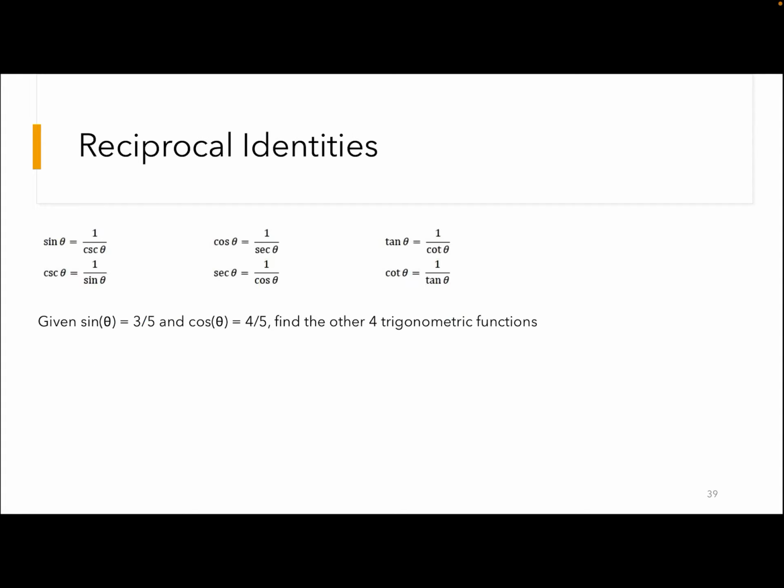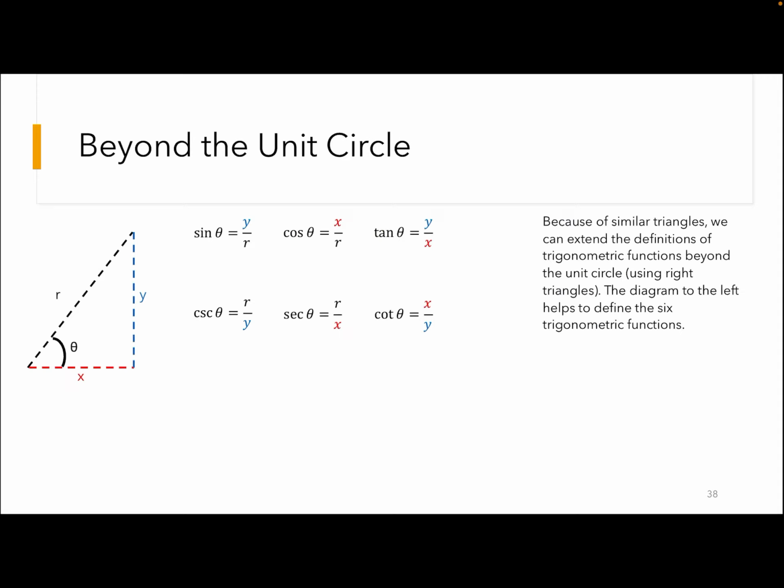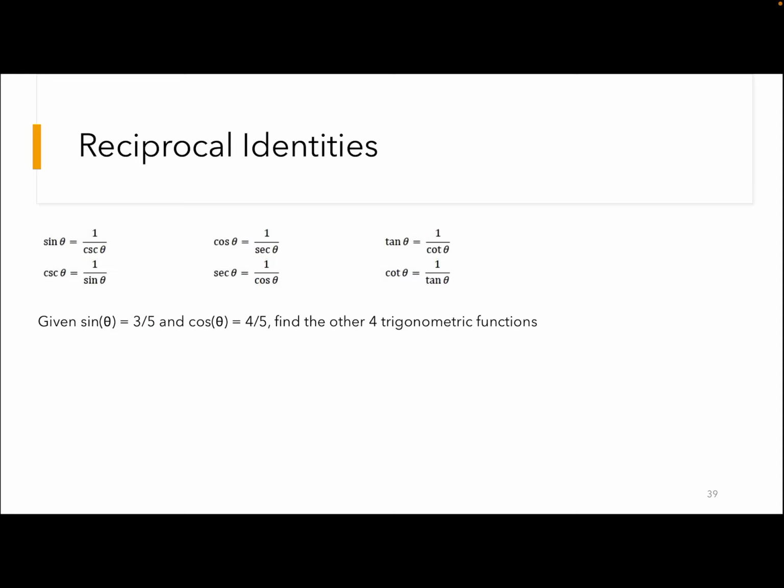The first thing that we are given is these reciprocal identities. We talked about this on the other slide where we have those 6 trig functions laid out in terms of a right triangle, but already given the values, sine is 1 over cosecant, cosine is 1 over secant, tangent is 1 divided by cotangent, cosecant is 1 divided by sine, secant is 1 divided by cosine, and cotangent is 1 divided by tangent. And so now we're given that sine theta is 3/5 and cosine theta is 4/5, and we want to find the other 4 trigonometric functions.